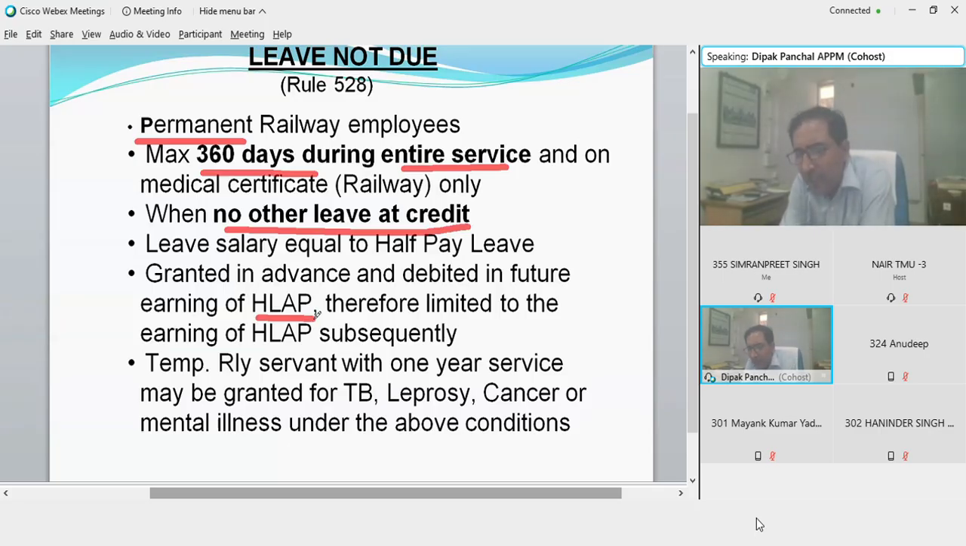So you can understand that this benefit is for the survival of the employee, survival of the family of the employee who is continuously under sickness, and the sickness is prolonged. And therefore, this is strictly given on medical certificate of the railway only.